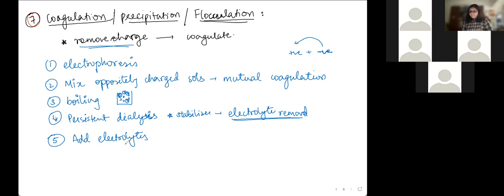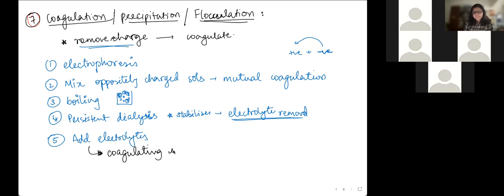Okay. So these are the 5 methods. There's a little bit of extra text related to the 5th point, which is adding electrolytes. There's something called the coagulating ion. When you add electrolytes, you're adding more charged particles. The oppositely charged particle is going to neutralize the one present on the colloid. That species of ion that is actually causing the coagulation is called the coagulating ion.